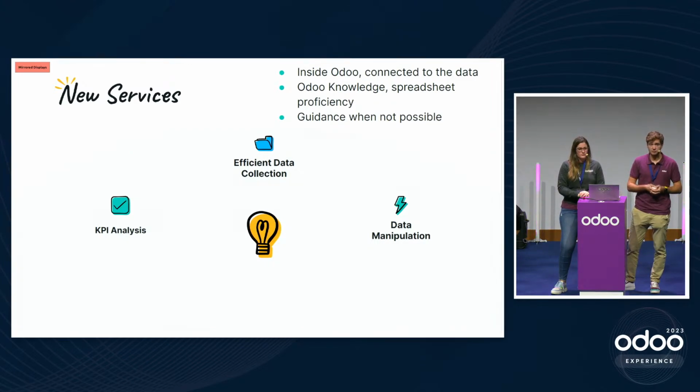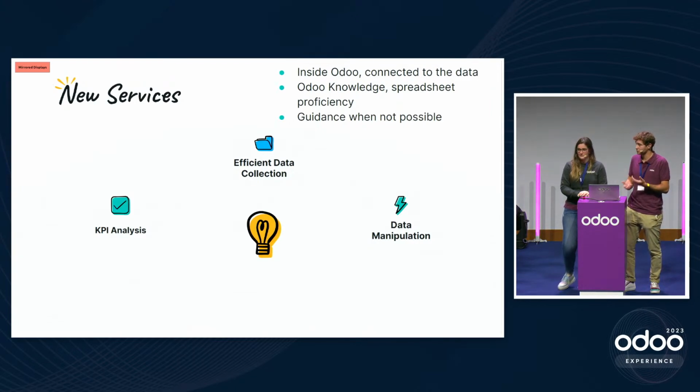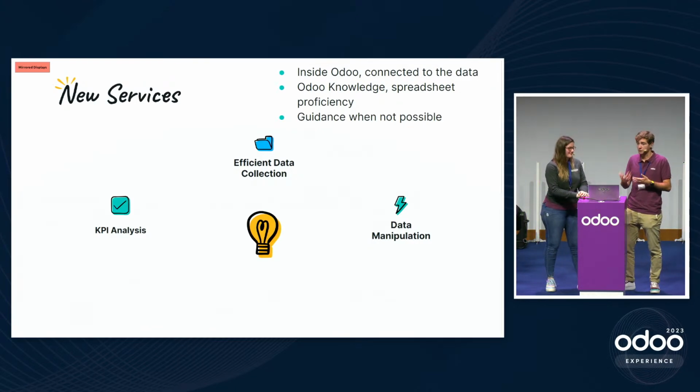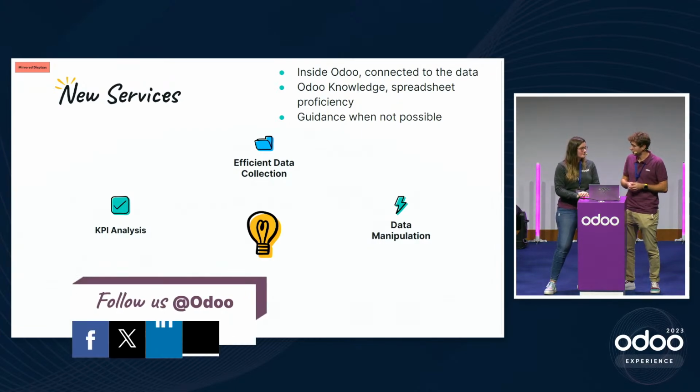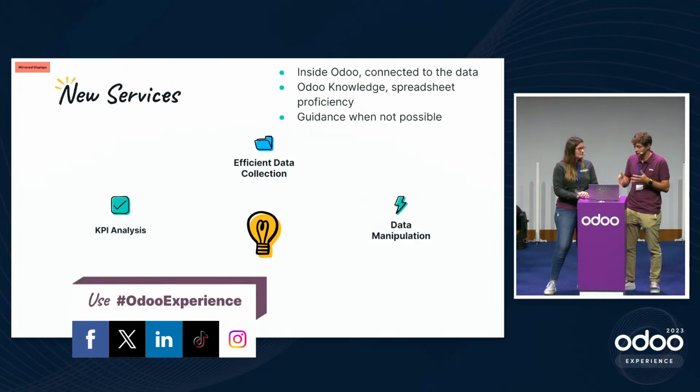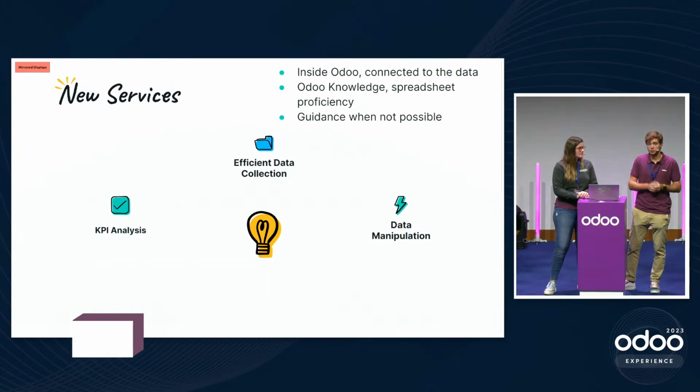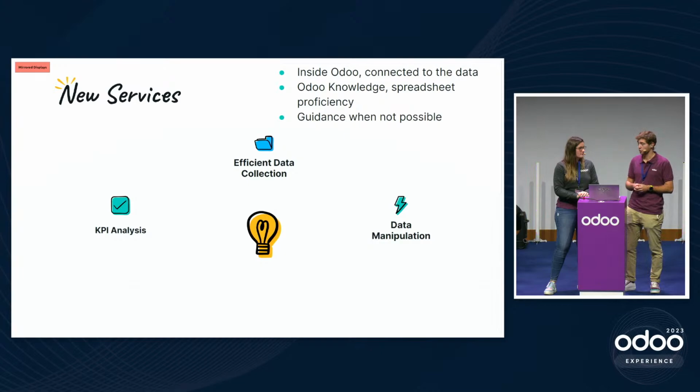Because we have an extensive Odoo knowledge, we know the database, we know the structure, we know the fields, we can easily navigate into all that structure. And with our spreadsheet proficiency, then we can adapt the data to actually compute the metrics really easily. And when it's not possible to do it inside Odoo, at least we can offer you the guidance to what you can do to make a small development or the modifications that you need to make in order to have the possibility to have the data and to modify it inside Odoo. Or we can also make suggestions internally to improve Odoo as well.